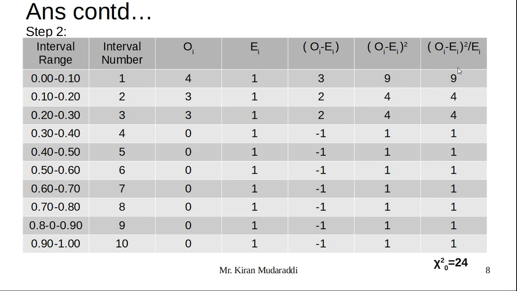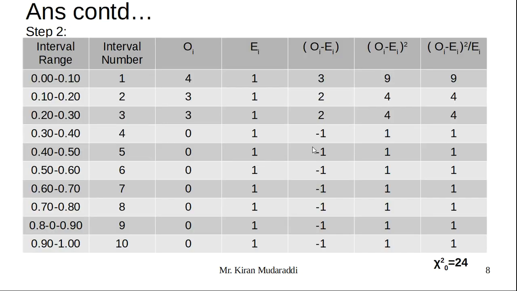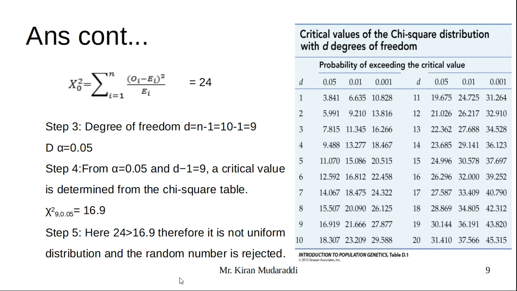And OI minus EI whole square divided by EI. EI value is how much? Which was calculated in step 1, that is 1. So anything divided by 1 remains the same. So I completed this particular table. If I sum it up, I got the value 24, that is chi-square. Okay, so we got the answer 24. So now move ahead with step 3.